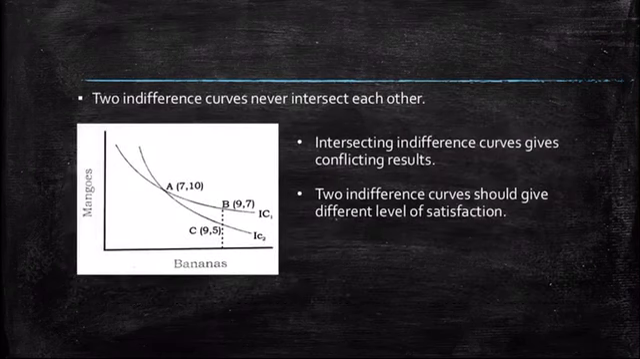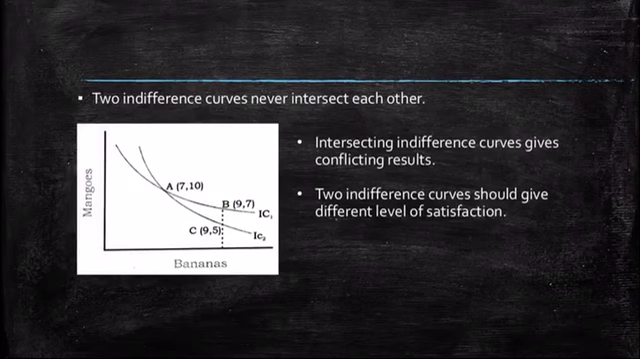And the last feature of indifference curves: two indifference curves never intersect each other. What happens if two indifference curves intersect each other? It leads to conflicting results. To understand, let us allow two indifference curves to intersect.